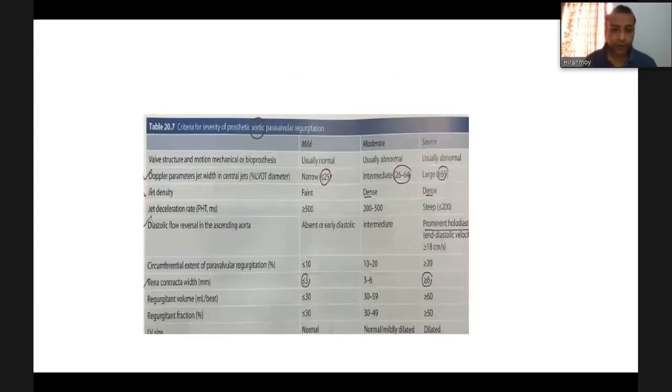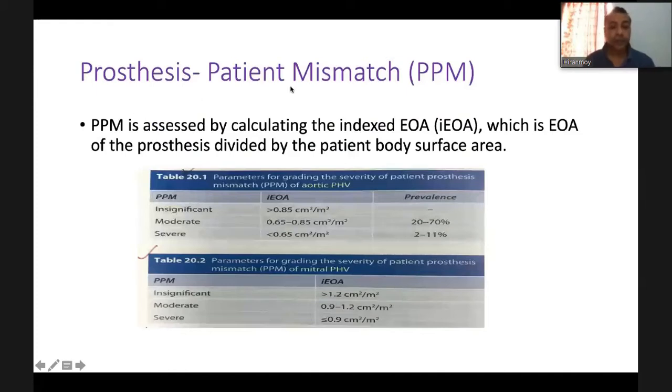This is aortic position. Okay. Now, patient prosthetic mismatch. What is this? Patient prosthetic mismatch is assessed by calculating the index effective orifice area, which is the effective orifice area of the prosthetic divided by the patient body surface area. Index effective orifice area.